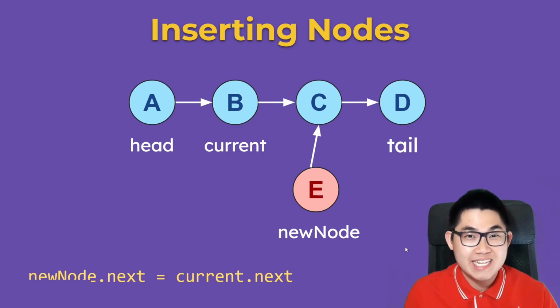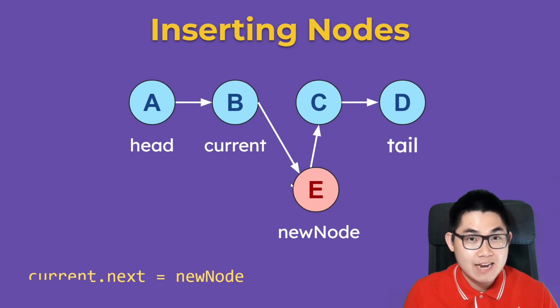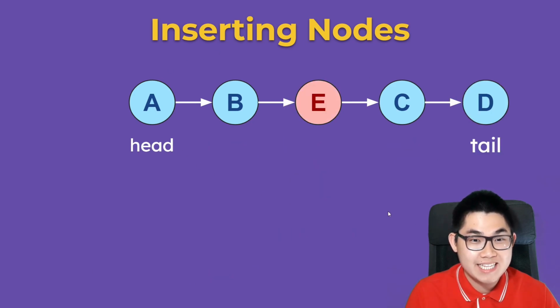And we're ready for the last step. We no longer want B to point to C, instead we want B to point to E. So that's what we need to do. And the line of code to do that is current.next will now point to new node. So this diagram is really the same as this one. And now, as you can see, E is at index 2.